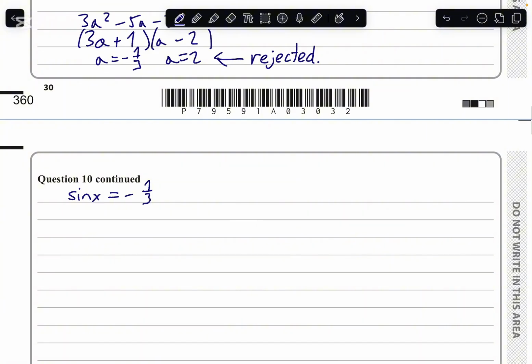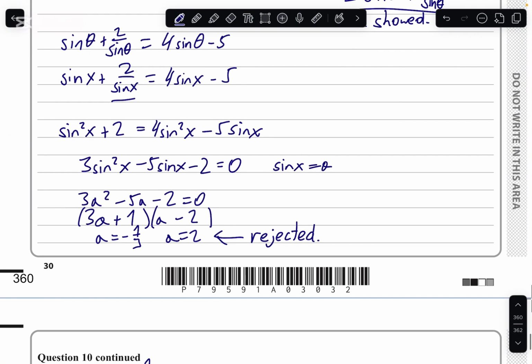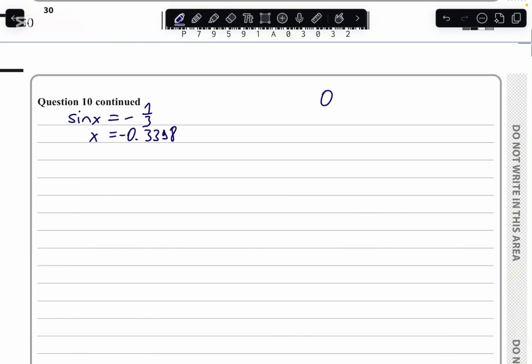If we go ahead and find the first value of x, we do shift sine minus 1/3. Remember to have your calculator in radians. That gives us minus 0.3398. And remember, we have a boundary which goes like this. It's a good idea to write down the value of pi in order to have something to compare the values with. So this is the value of 2 pi.